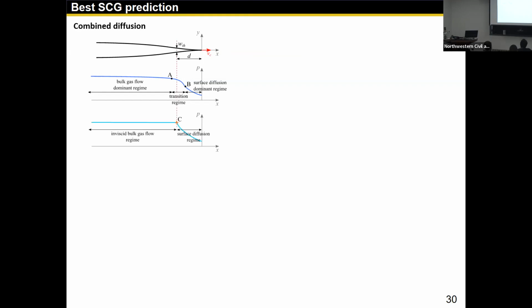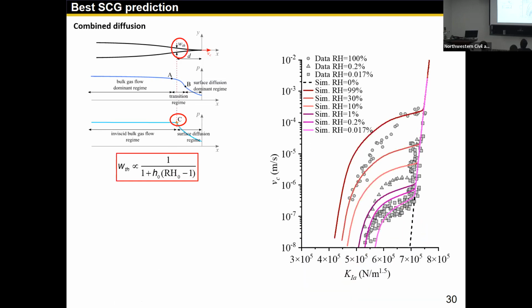So we just opt for this simplistic profile with a straight line up to a certain threshold width, and after that, it's surface diffusion. And that location of the transition, we make it dependent on the environment humidity, introducing this one ambiguous parameter H in there. But that allows us to do the best fit of the model with the data.